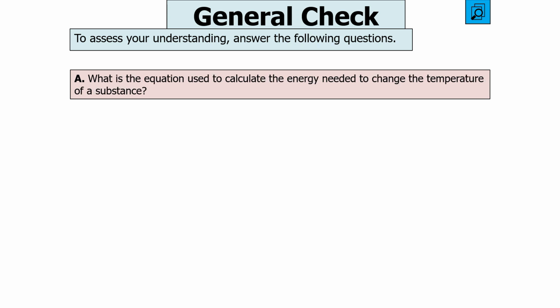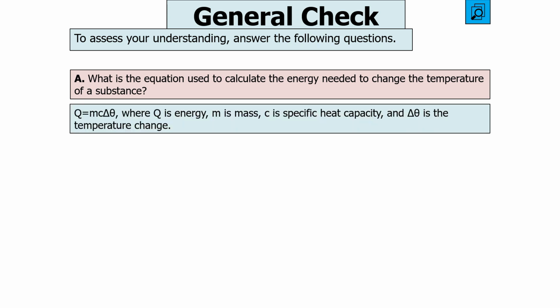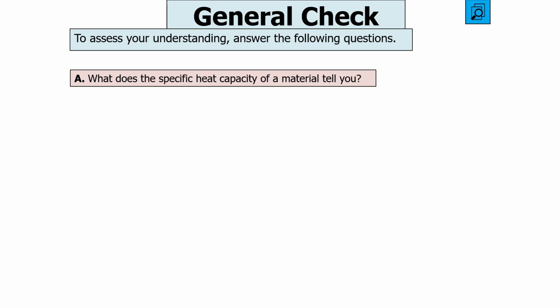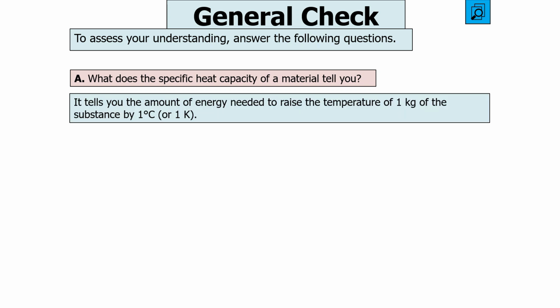What is the equation used to calculate the energy needed to change the temperature of a substance? Well, Q equals mc delta theta, where Q is energy, m is mass, c is specific heat capacity, and delta theta is the temperature change. What does the specific heat capacity of a material tell you? It tells you the amount of energy needed to raise the temperature of 1 kilogram of a substance by 1 degree Celsius or 1 Kelvin.